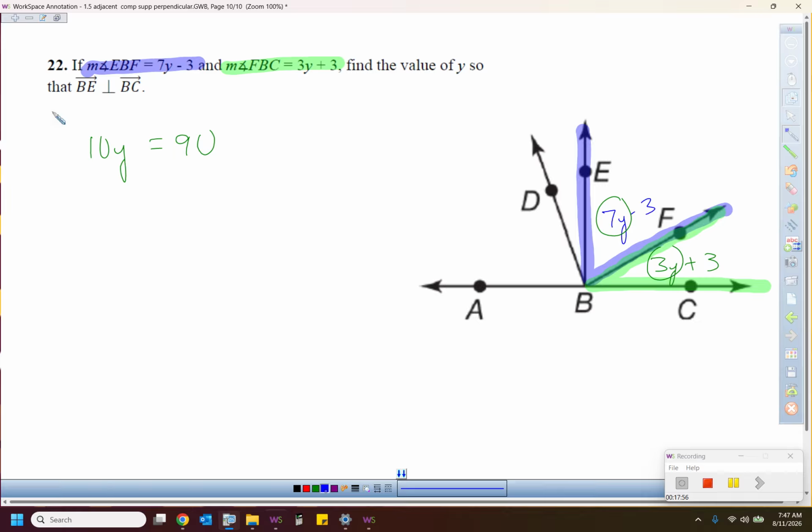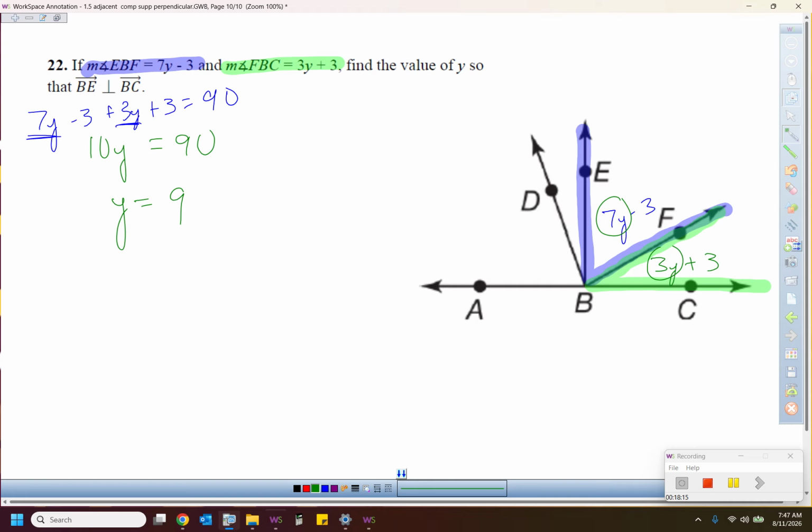Again, for those who are a little like, what just happened? I took that plus this and set it equal to 90, and I combined all my like terms. There's 10y, and then there's 0, and that's supposed to add up to equal 90 in that case. Well, then I'll divide by 10, and y should equal 9.